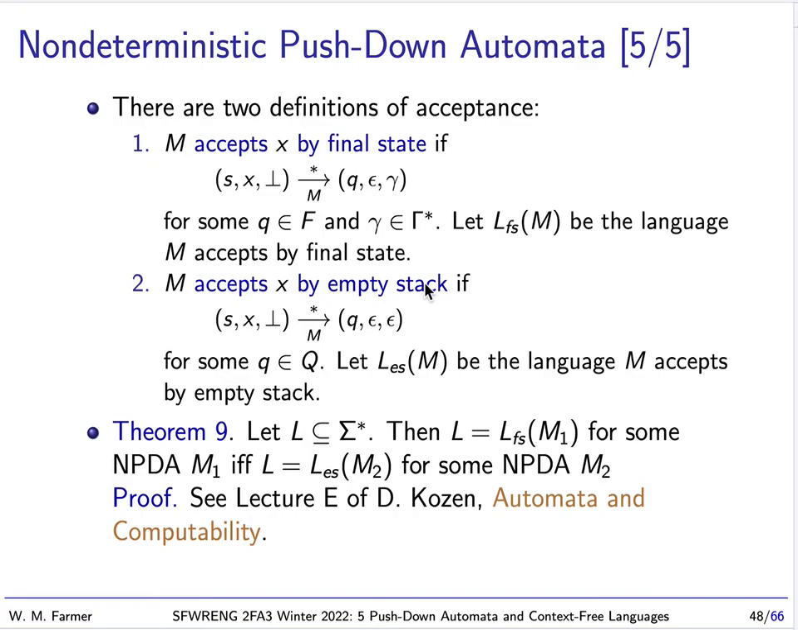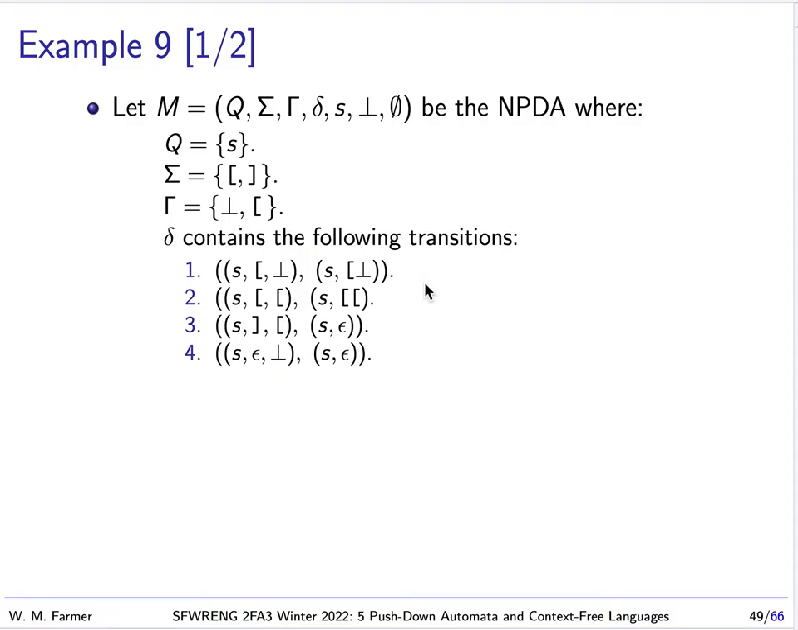Okay, so now let's look at an example. Here's an NPDA. Everything is defined. Notice we just have one state. We have just left and right parentheses for our input alphabet, and for our stack alphabet we have the initial stack symbol and the left parenthesis. And delta has just the following transitions. So notice we have only one state. We never leave that state.